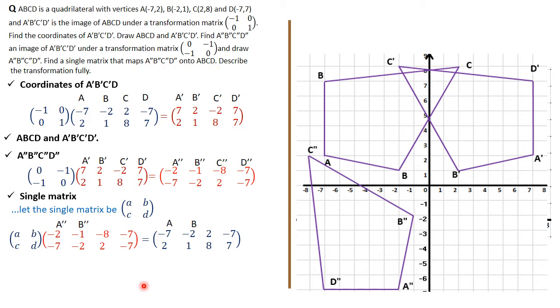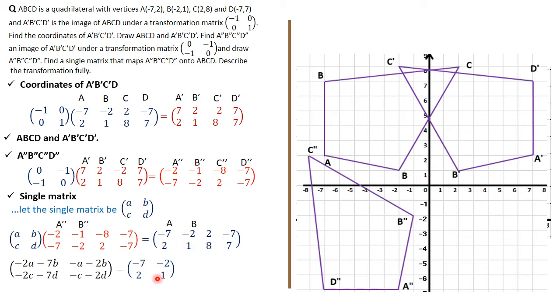Another thing I need to mention is that I've only taken the coordinates of A double prime and B double prime and A and B to help me solve that. I don't need the C's and the D's. Therefore, I'm pre-multiplying the matrix a, b, c, d with a 2 by 2 matrix, ignoring the C's and the D's. If you multiply a, b, c, d with negative 2, 1, negative 7, negative 2, you get this 2 by 2 matrix, and that equals minus 7, minus 2, 2, 1, and that's what we have there.